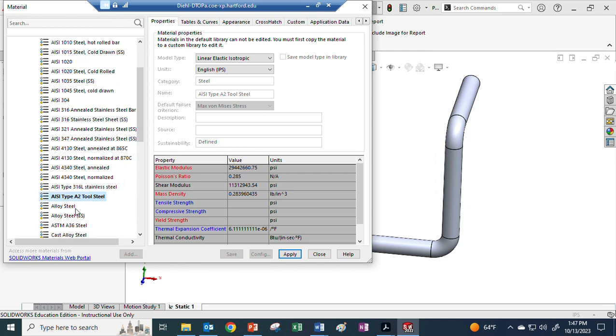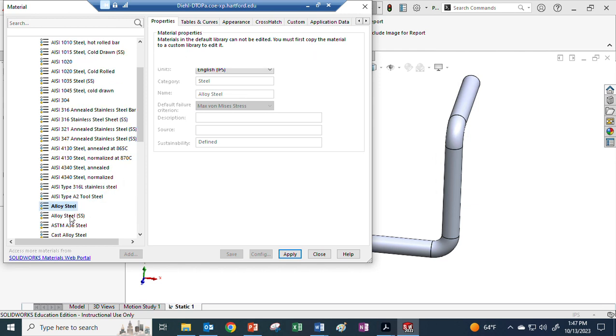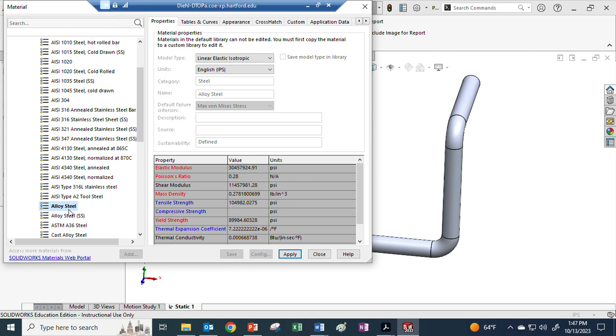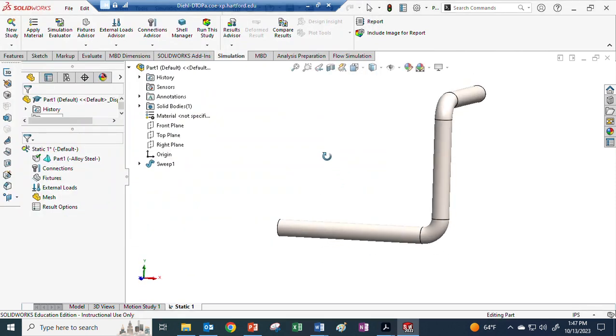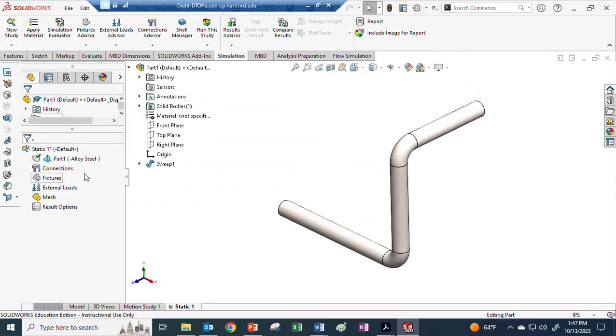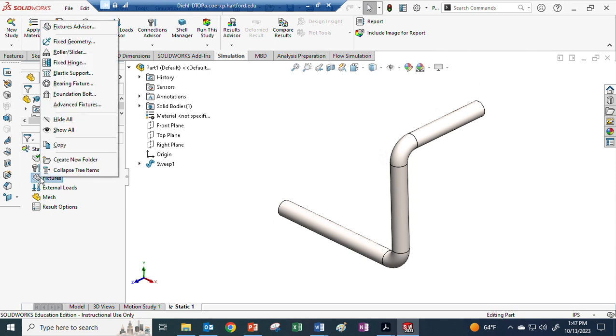I guess that alloy that we started out with is probably the best one I saw so far. There's no difference there. A36 actually has 29 million. Yeah, let's just stick with the alloy steel, knowing that that's going to be one of the biggest contributors to a difference, because that is the stiffness of the material. We have fixtures and we can fix.